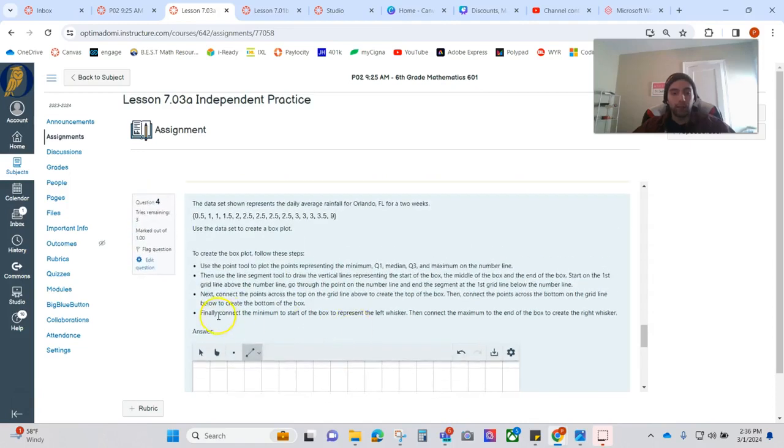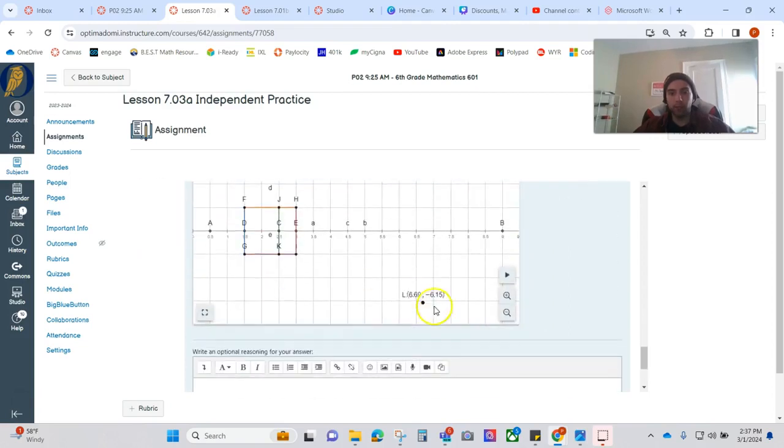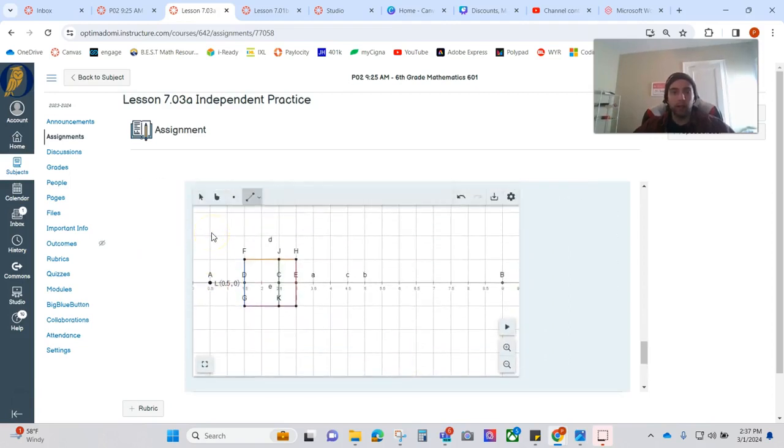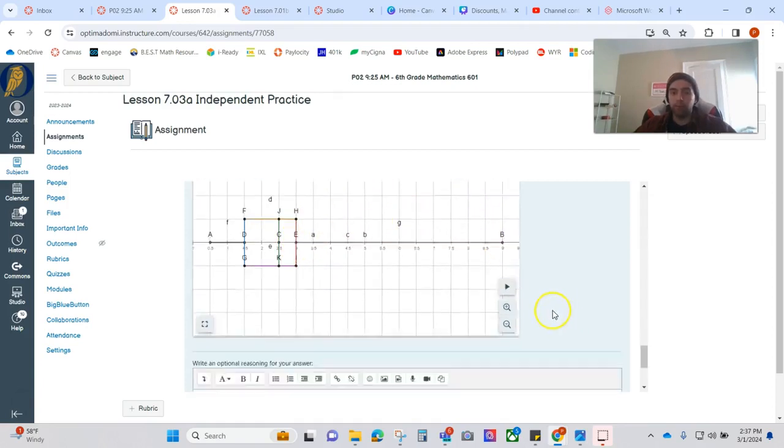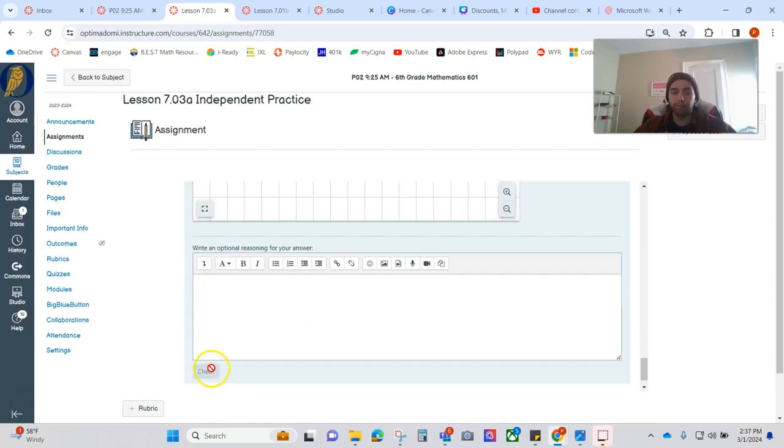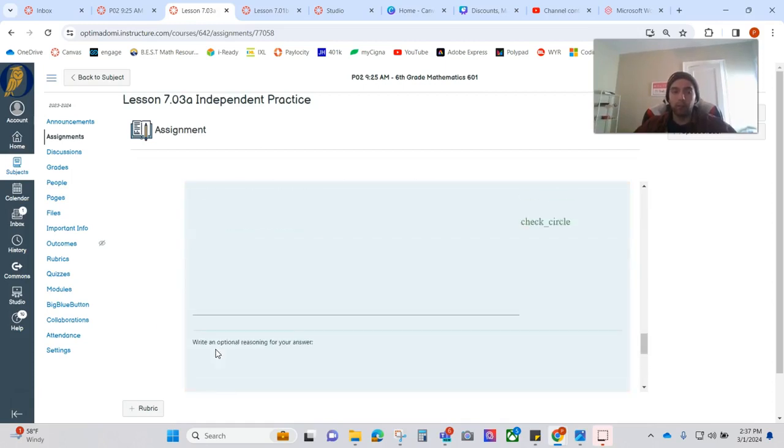Finally, connect the minimum to start of the box to represent the left whisker, then connect the maximum to the end of the box to create the right whisker. So now I'm going to add 2 more line segments. One to create my left whisker, and another line segment to create my right whisker. It goes all the way from quartile 3 to my maximum. Okay, I think I did that all right. Let's see. Yay!